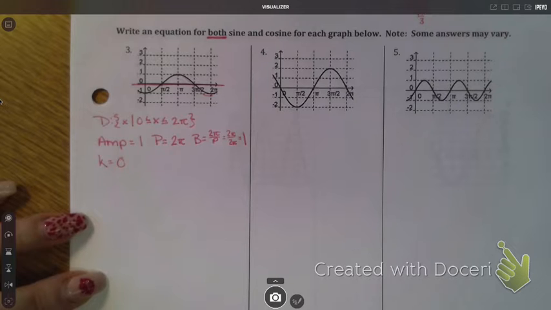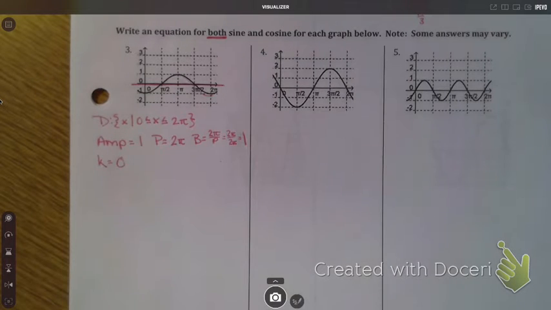Okay. I personally always write sine, then cosine. I don't care if you write cosine, then sine. It doesn't matter. I just personally always do sine, then cosine. That's what I do.